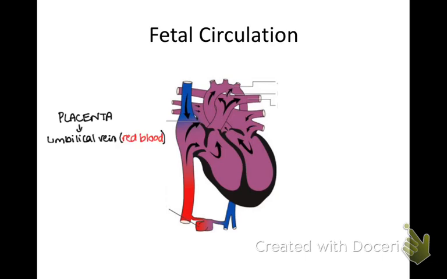So they get it from the placenta, the umbilical vein, and I just call it red blood. It's not really like red and blue, but we're just going to go with that. So the umbilical vein from the mom, from the placenta, gives us oxygenated blood. Sends it to the baby's liver. And the liver keeps some of it and sends the rest to the inferior vena cava via the ductus venosus.